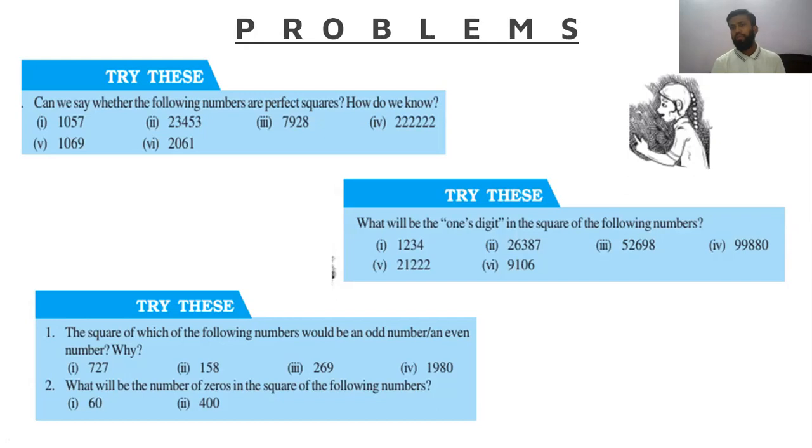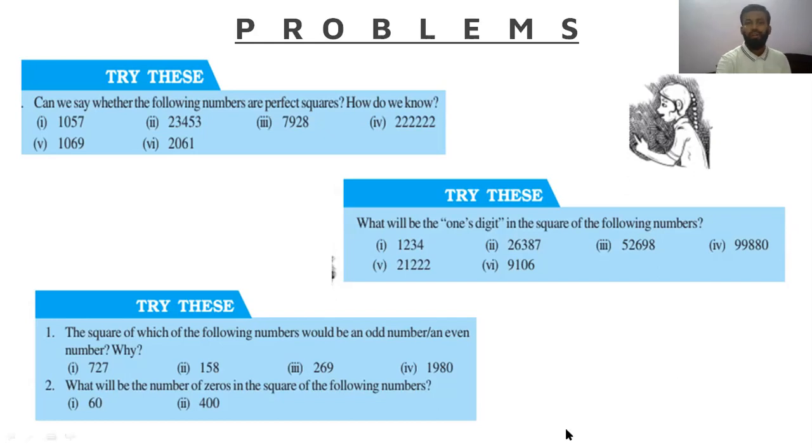And therefore, when we multiply 52,698 multiplied by 52,698, the answer would be something, and the last digit of that number would be 4. Because here, 8 square is 64, so the last digit is 4. Similarly, in question number 4, 0 square is also 0. So in the fourth question, the last digit will be 0.